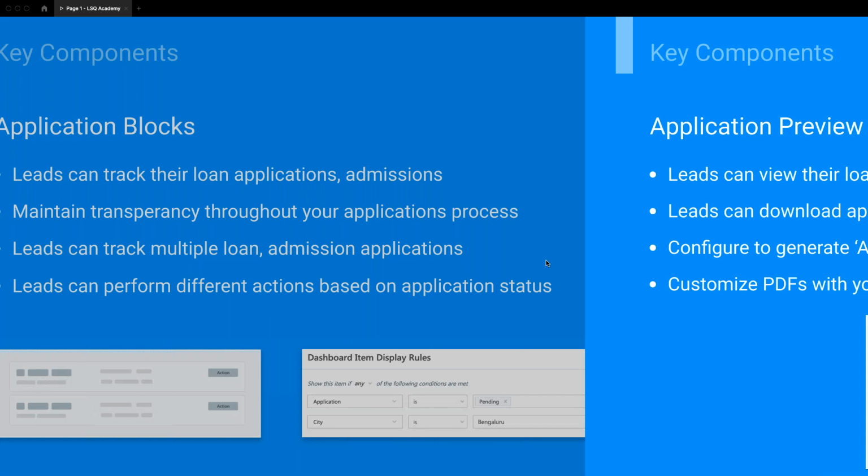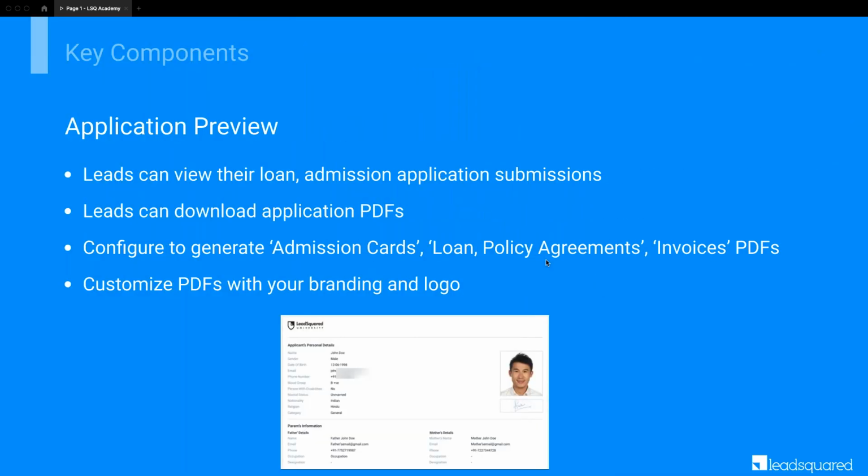The next part is a component called application preview, right? There are scenarios where you would want your lead to view their loan application or their admission application. What you have to do is drag and drop this application preview and configure your form so that it will generate a PDF. That is very simple. All you have to do is toggle an option in your LeadSquared forms, and that is available in our help center.